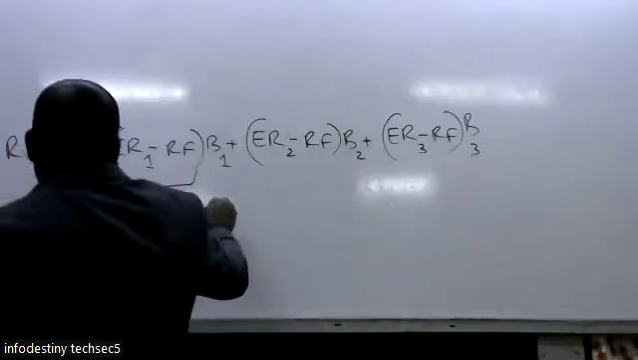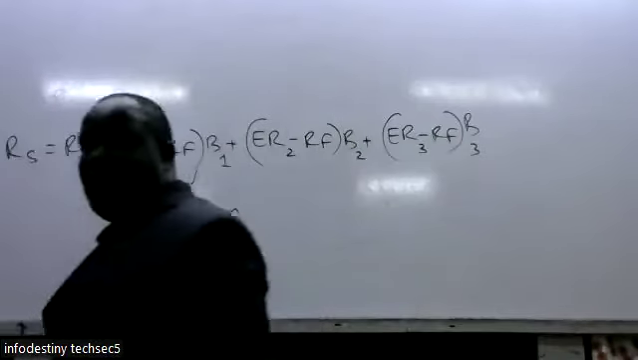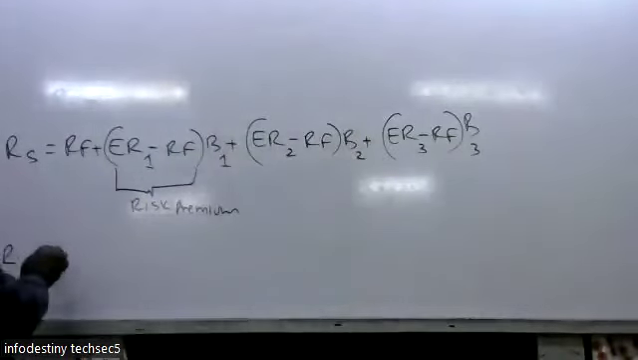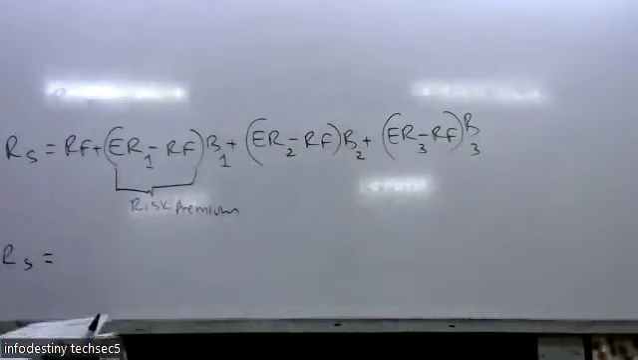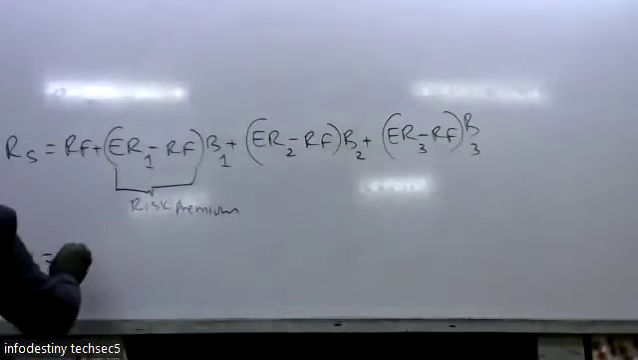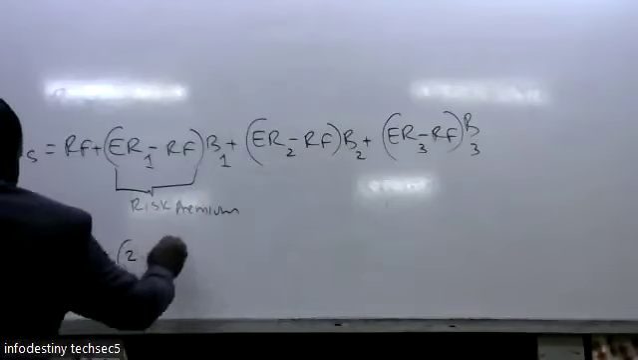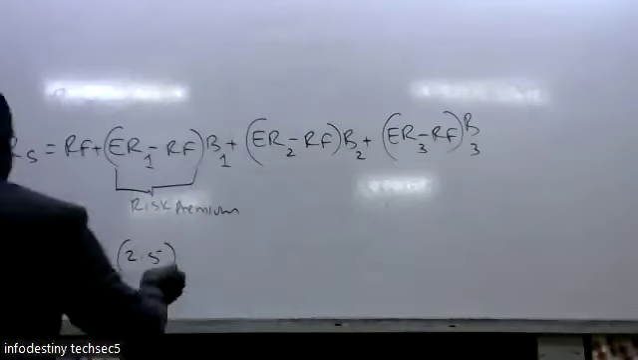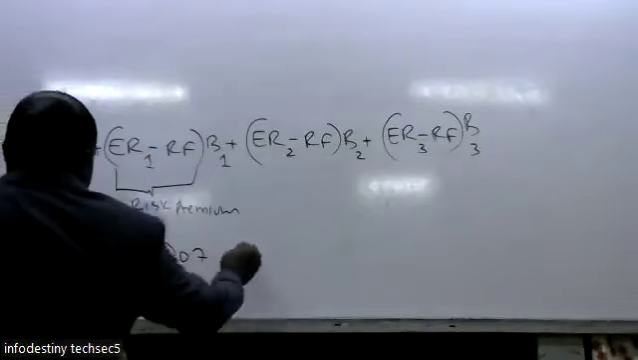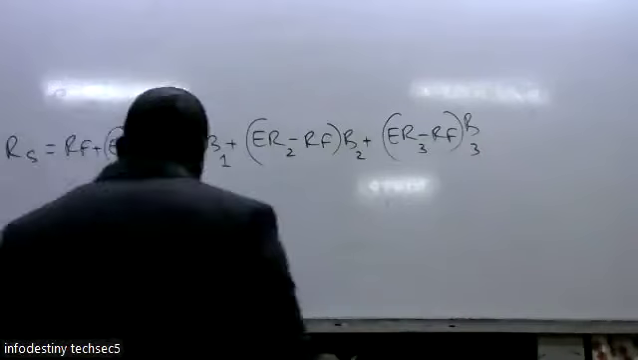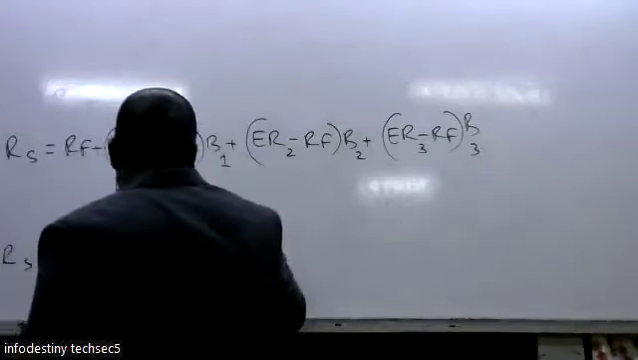So now, for us to get the return for that security, the risk-free rate has been given as 5%. Then you see the risk premium for the first one, 2.5. And what is the beta factor for the first one? 0.7. Then we add. The next factor is 5. The risk premium is 5.